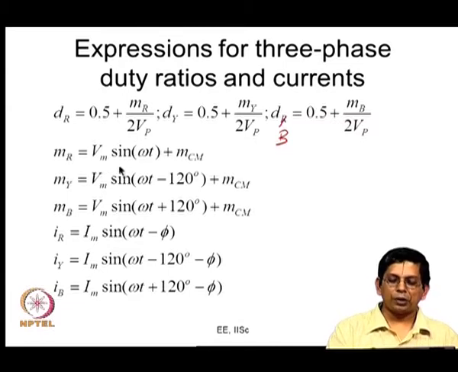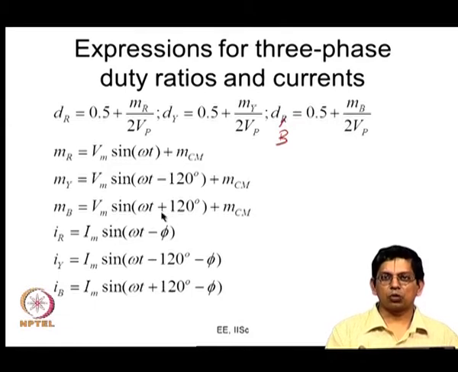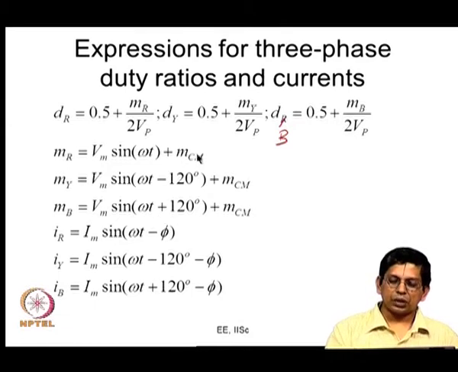So, MR is your Vm sin omega t, and MY would be your Vm sin(omega t minus 120), and MB is equal to Vm sin(omega t plus 120). But it does not have to be sinusoidal PWM. You may have some common mode also added to that. So, in that case you can add the common mode MCM to all the 3. So, your modulating signal is the 3 phase sinusoids with the common mode added to that.